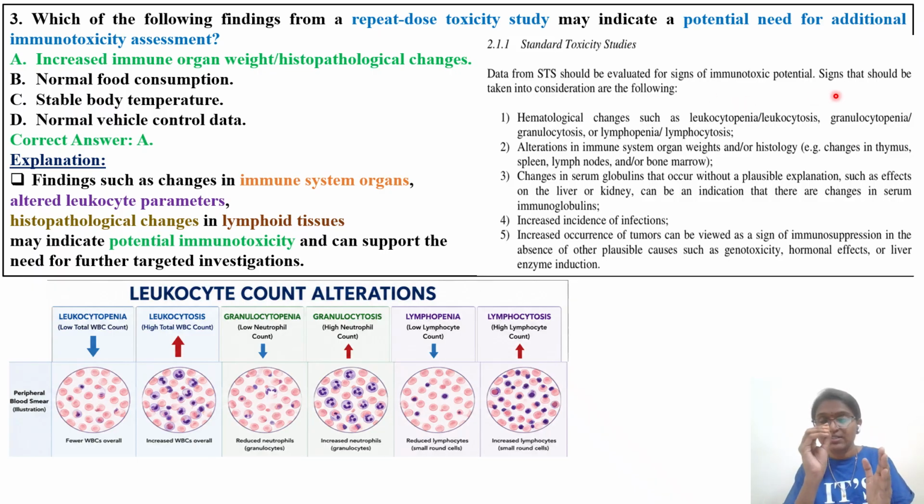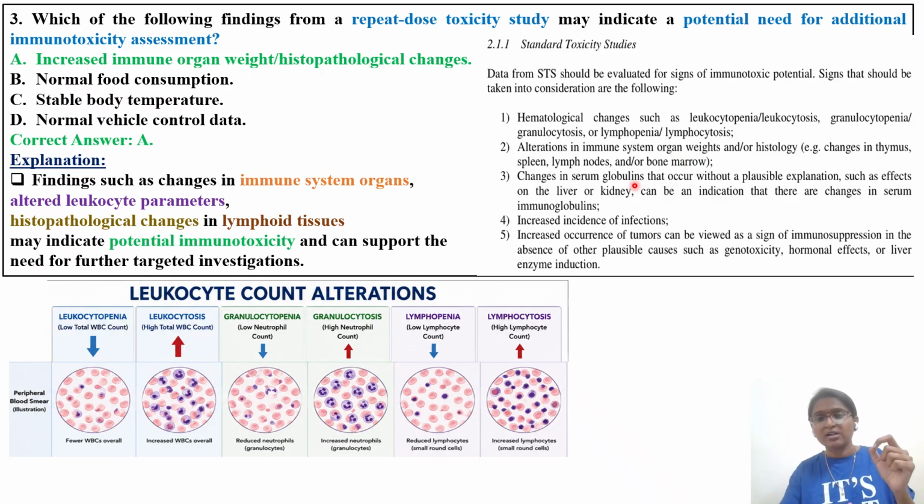So what are the things that we have to look for in these studies? Signs that should be taken into consideration are the following. Hematological changes. If there is any change in the RBC, WBC, platelets, whatever the blood profile you are doing, such as leukocytopenia and leukocytosis, granulocytopenia and granulocytosis, and lymphopenia and lymphocytosis. So these things you have to look at whenever you're doing the complete blood profile, CBC.